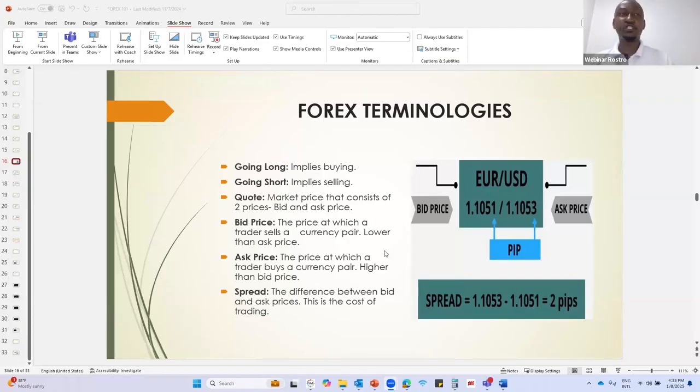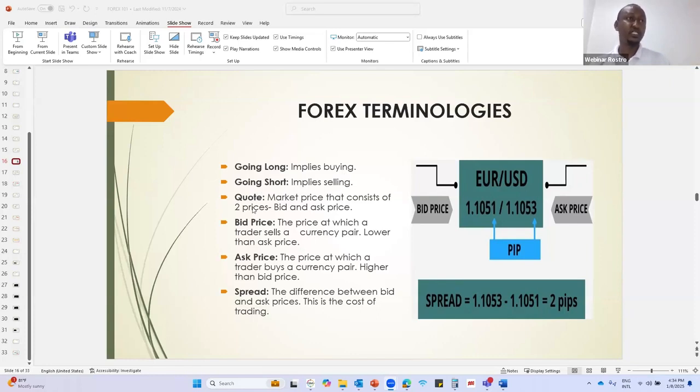So in Forex trading, we have different terminologies that you'll always come across. Each and every industry has its own terminologies or jargons. For instance, when we talk about going long, this means buying. When we talk about going short, it means selling. So if I say I'm going short GBP USD, it means I'm selling GBP USD. If I say I'm going long Euro USD, it means I am buying Euro USD.